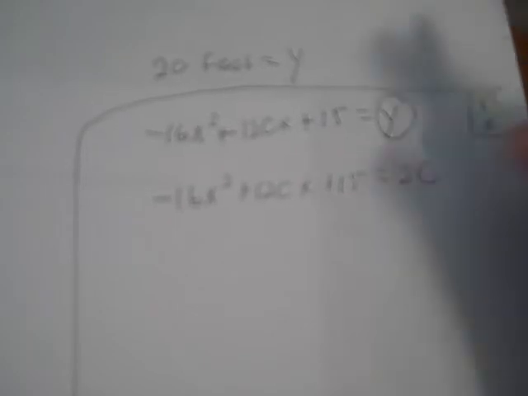Okay, because there are two answers for x, and not only that, we have x to the second and x to the first, so we need to clear this side of the equation so the 0 is there. So I take 20 away, and I have negative 16x to the second power plus 120x minus 5 equals 0. Okay, and then we need to find the GCF and T.